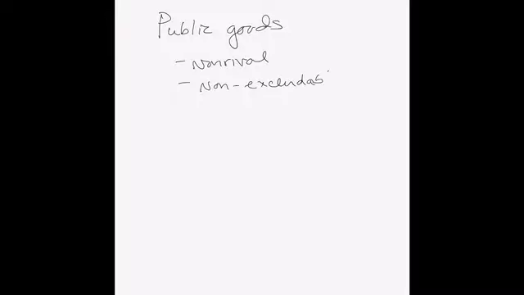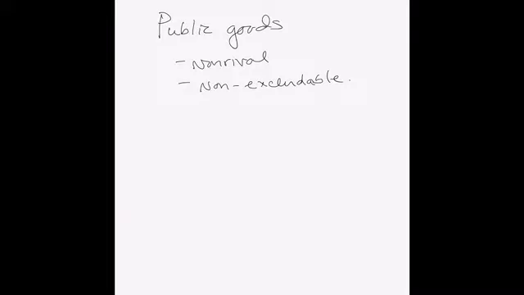Okay, today we are going to look at public goods. Public goods, we know, have two important features. They're non-rival and they're non-excludable. This is what defines public goods. Right? Non-rival means that if I consume it, someone else can as well. Non-excludable means that I can't prevent somebody from enjoying it, right?